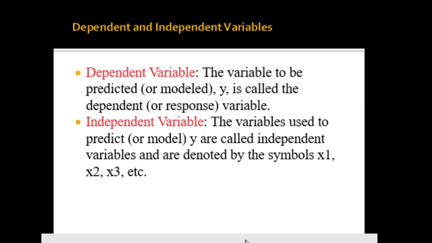Okay, so here's how we will define the variables. The dependent variable is the variable y, which we are trying to predict. So it's also called the predicted variable or the dependent variable or the response variable. Usually the letter y is used for that. Then the independent variable will be the variables which will be used to predict this y. And if we have multiple independent variables, we can denote them by x1, x2, x3, so on and so forth. If you have just one independent variable, we will use x for our independent variable.